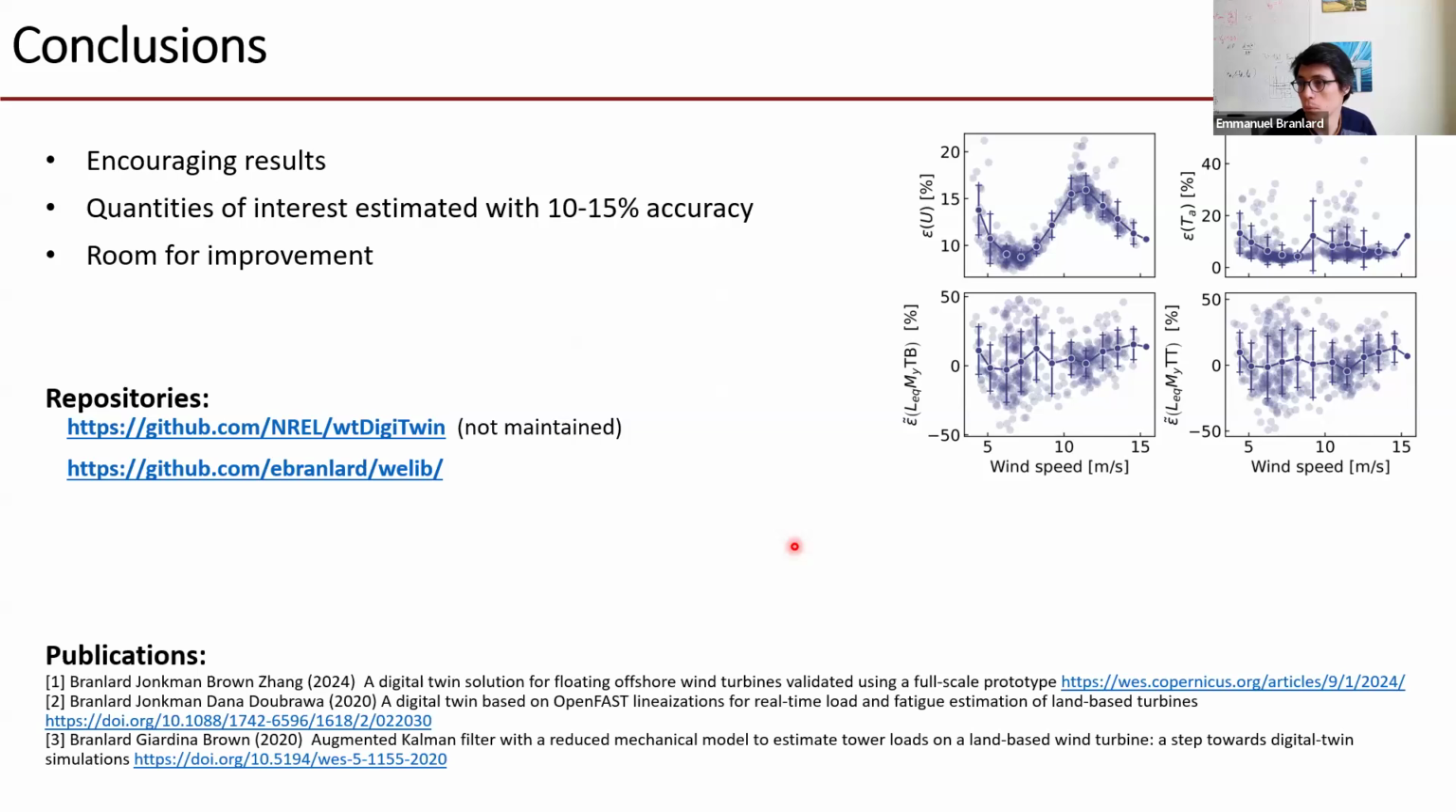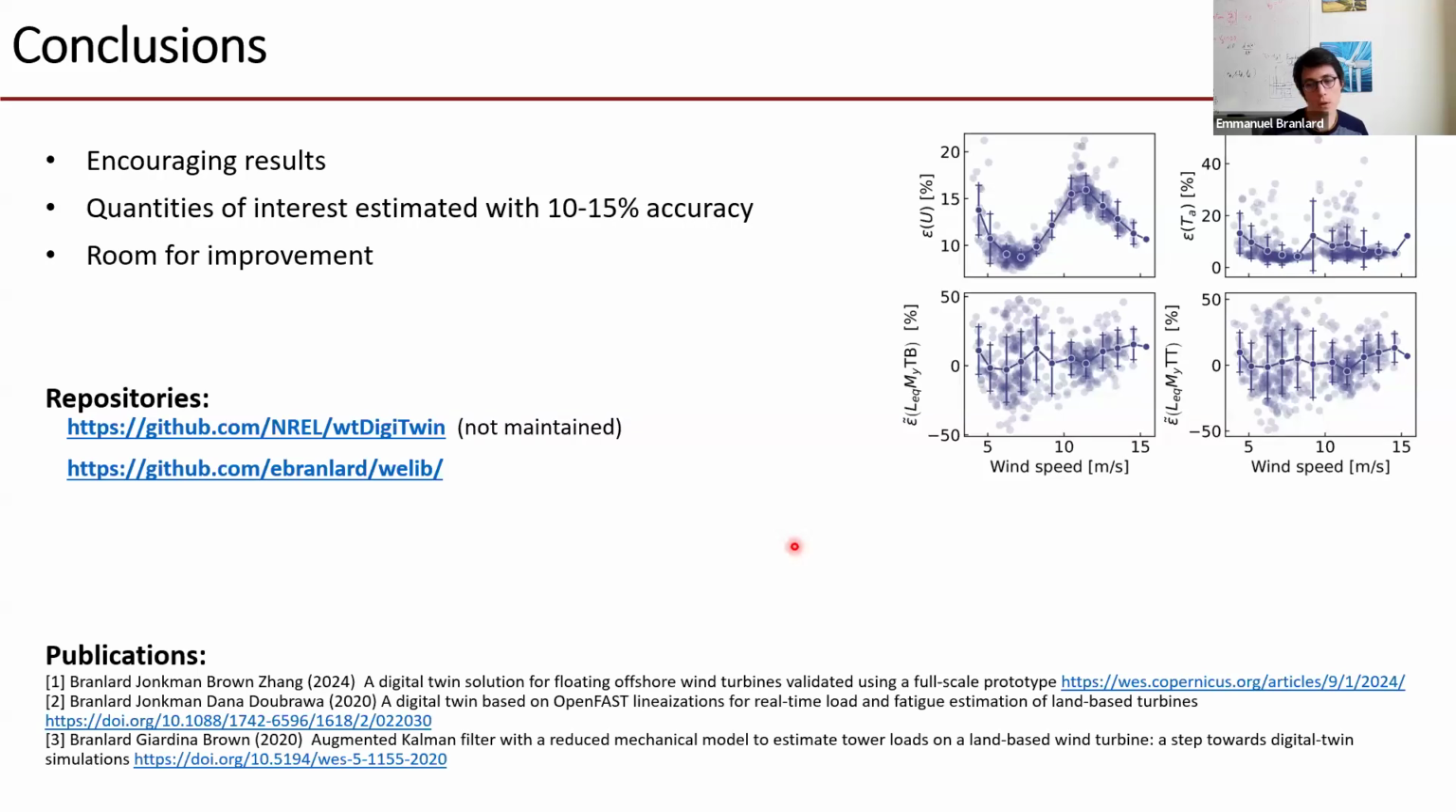Overall, I call this some encouraging results. I think it's not easy to estimate damage equivalent loads. You have a lot of frequency content that can contribute to those damage equivalent loads, so capturing everything is quite tricky. But I think we managed to get some of the quantity of interest with 10-15% accuracy.